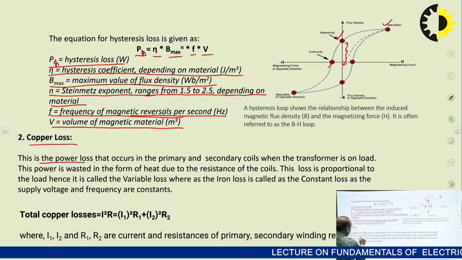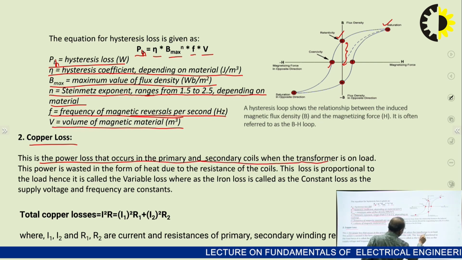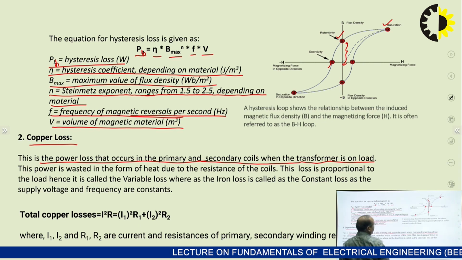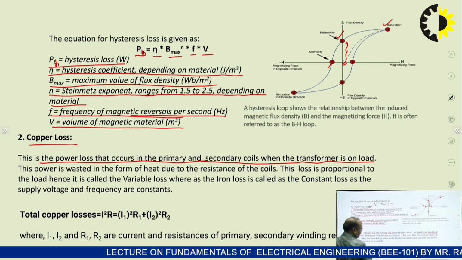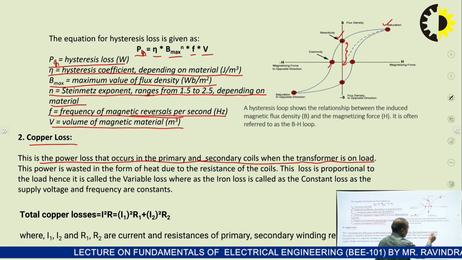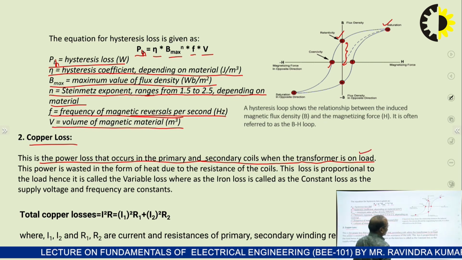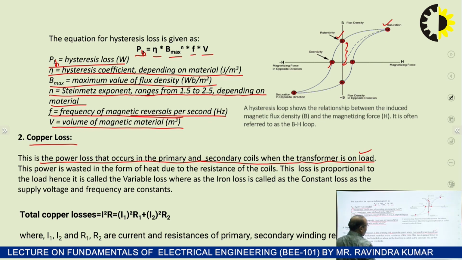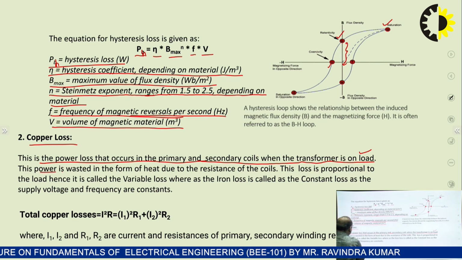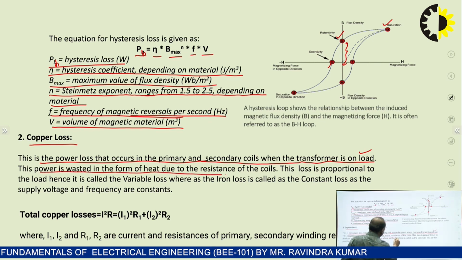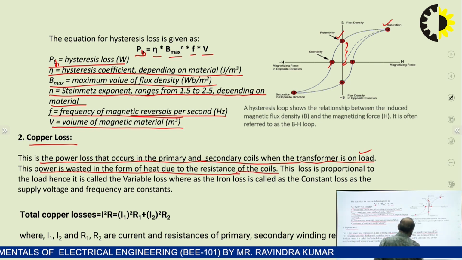This is the power loss which occurs in the primary and secondary winding or coil of the transformer when the secondary side of the transformer is connected with some load impedance. At that time, current is there on both the sides, primary as well as secondary side. This power is wasted in the form of heat due to the resistance of the coil.